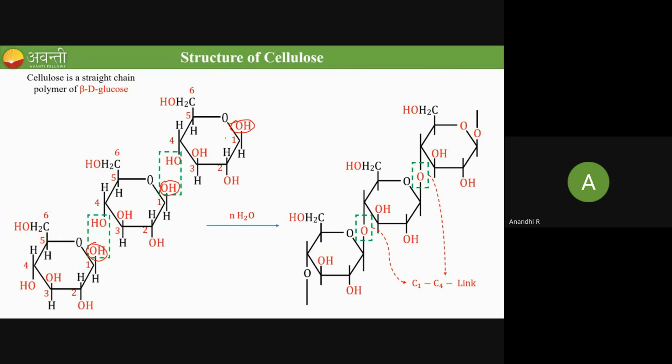Why are they called beta? They are produced from beta D glucose. Here for this molecule the OH is at the top, and for this molecule the OH is at the bottom. If a link is formed like that, you will get a system like this. It is formed from beta, that's why it has beta linkages. Cellulose is a polymer of beta D glucose. Got it? Shall I move on to the next slide?